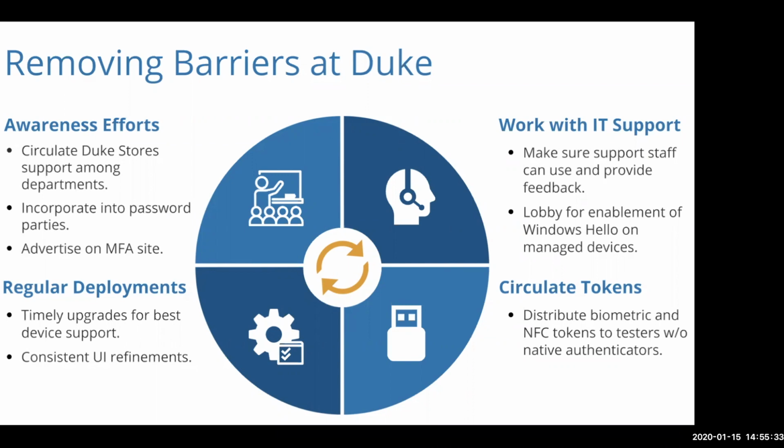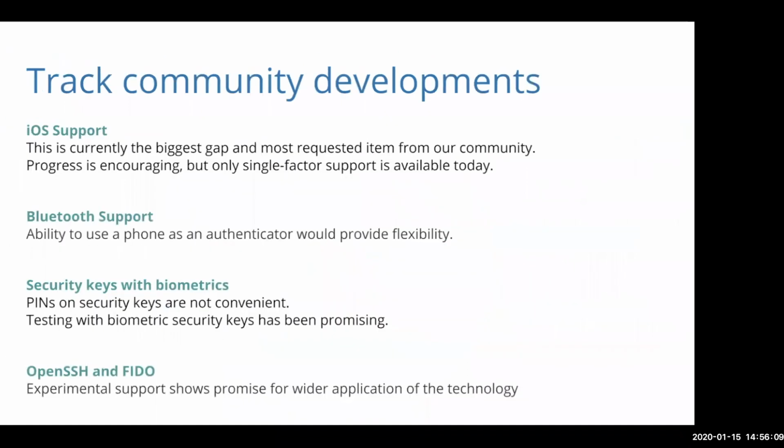We need to continue working with IT support, in particular the departmental IT staff. When users and departments contact their staff for support, we need to make sure that they're aware of the service and have registered so that they can help out their own users. And also, if there are users that have systems that don't have platform authenticators right now, but the users are really interested in the service and they want to help test it and provide good information, we would be willing to circulate tokens for them as well.